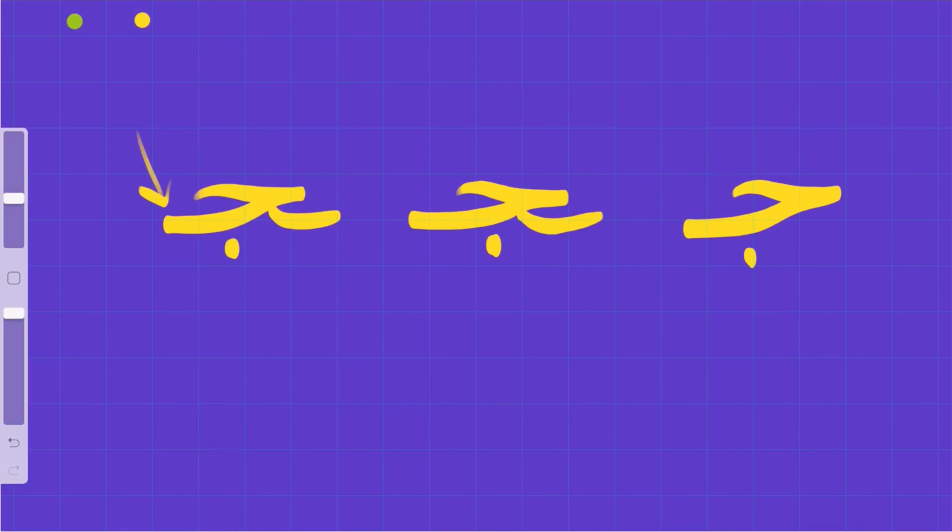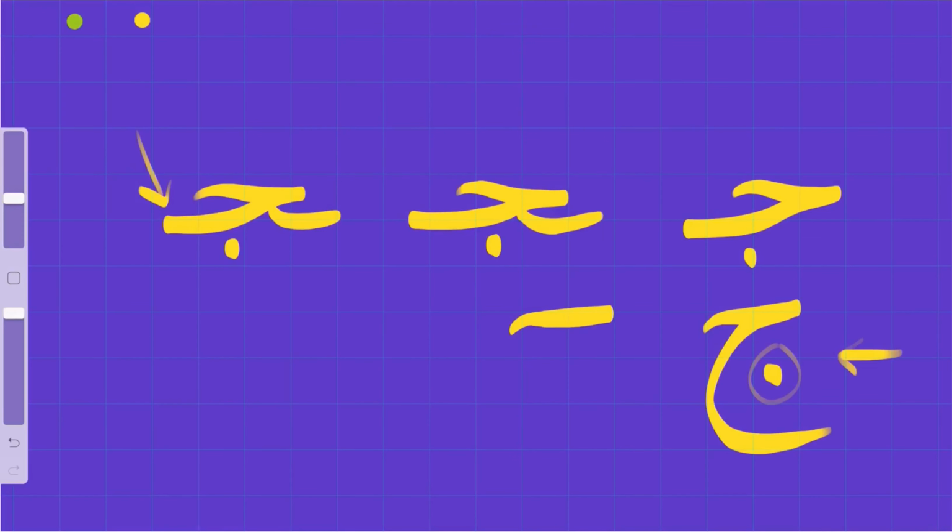How about if it was on its own? Part of the letter is above the line, the rest is below the line, and think of it as a semicircle opening to the right side, and you have a dot in the center of the semicircle. Let's try that again. Above the line, below the line, semicircle, dot. This is when the JEEM letter is on its own.